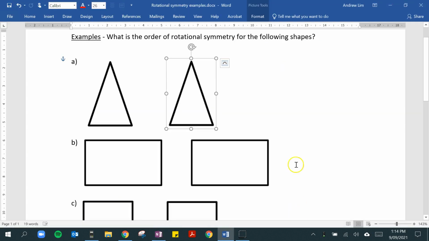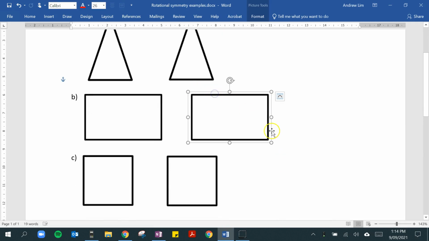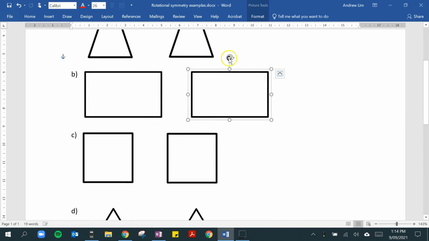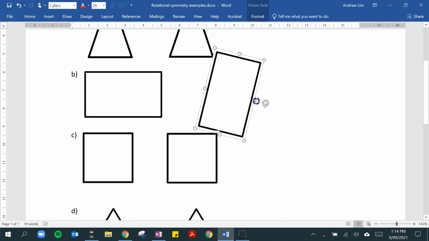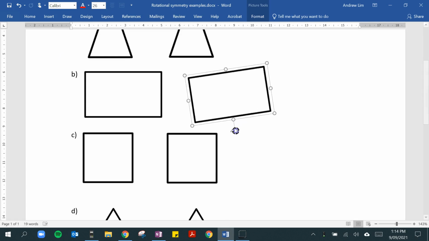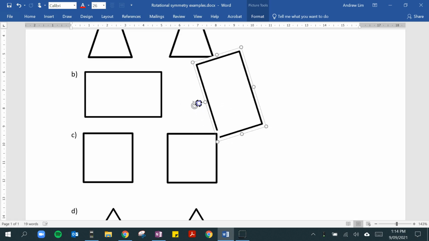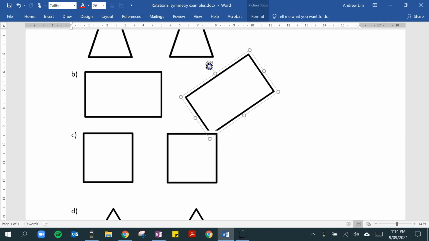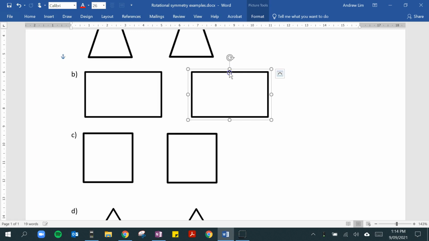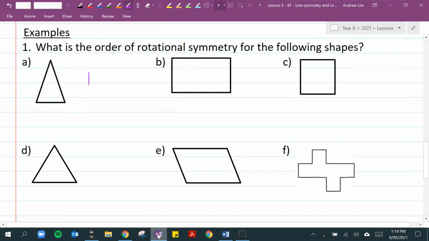Alright, what about B? Here we've got a rectangle. So let's compare them, and click and drag this one. Not the same, not the same. Still not the same. That's 180 degrees. Okay, it looks the same. That's once. Doesn't look the same, looks different, and looks the same. So after one full revolution, after coming all the way back to the top, it looks the same twice, so it has order of rotational symmetry of 2. Or we can say order 2.